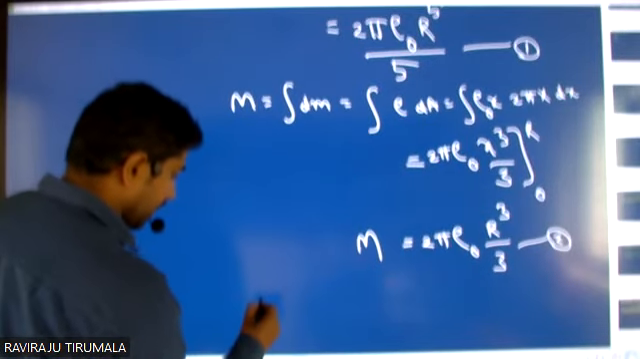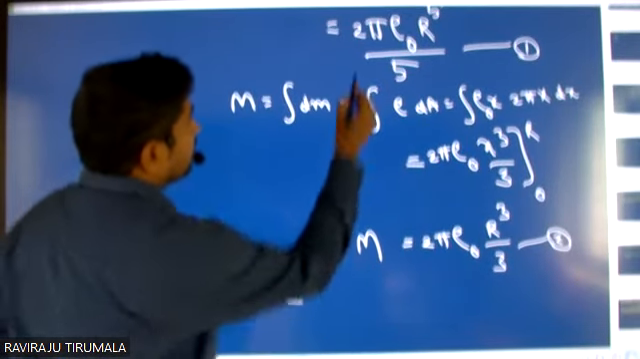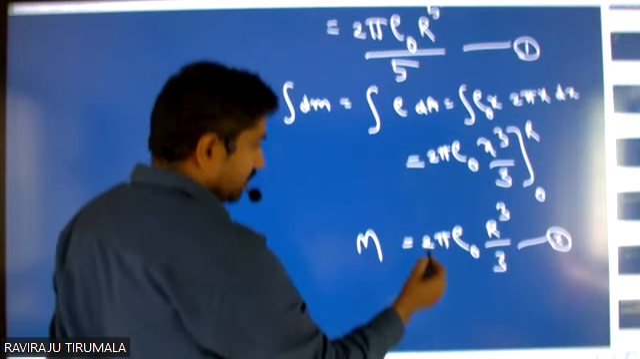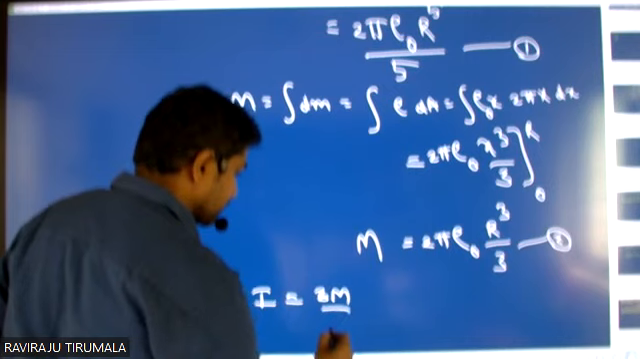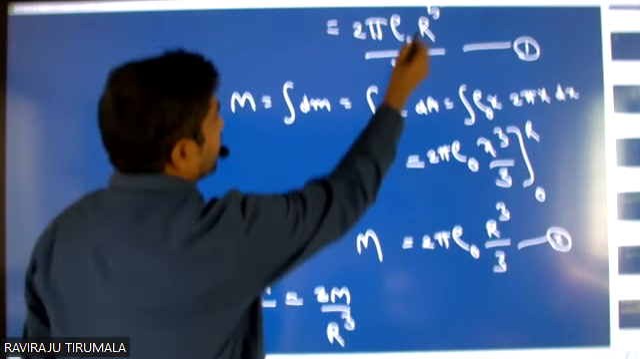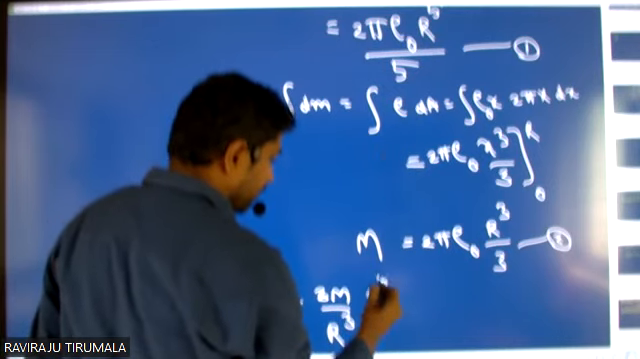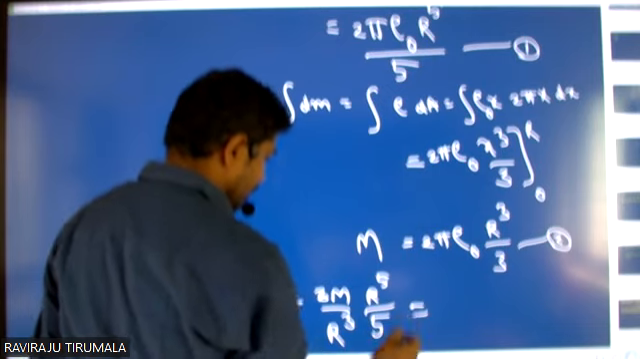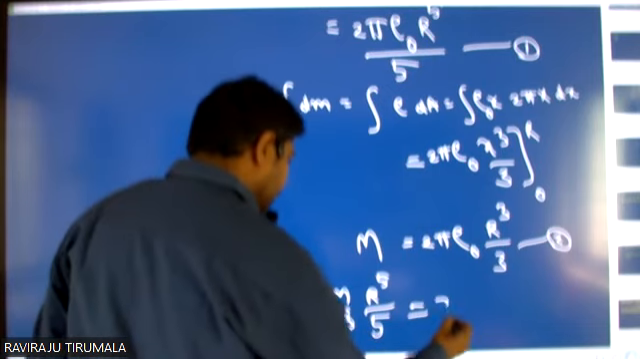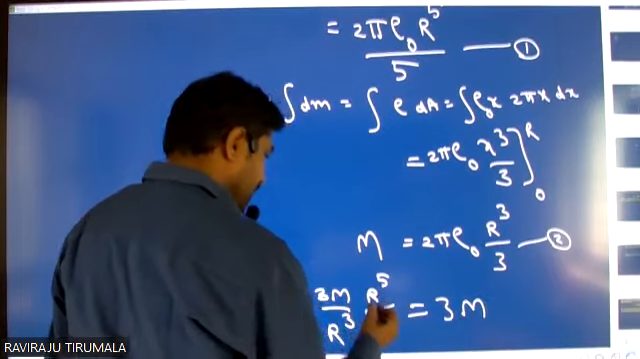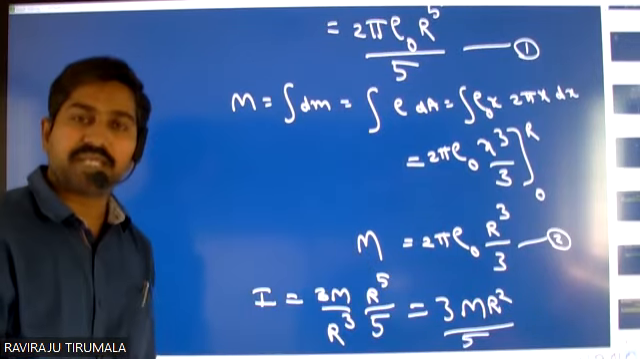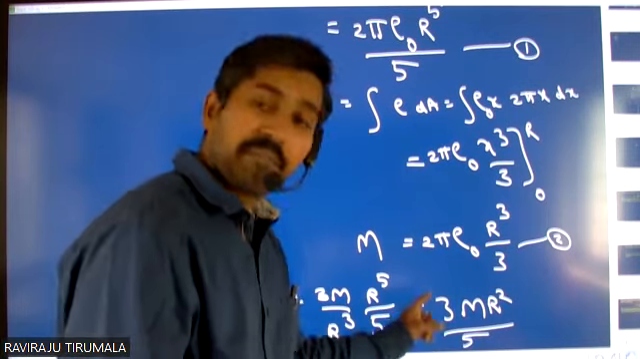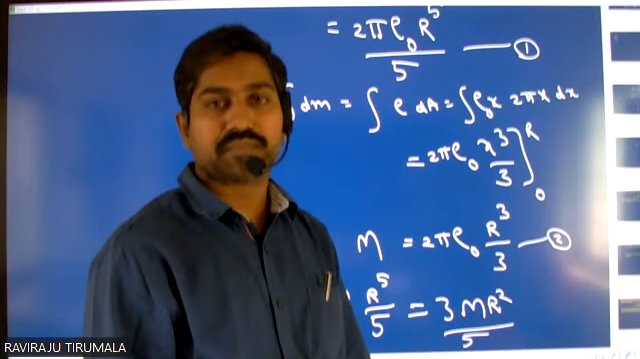What is the formula then? I equal to, in place of 2 pi rho naught, you can write 3m by r cube. And remaining is r power 5 by 5. So this will be finally 3m r square by 5. And finally moment of inertia is 3m r square by 5 only.